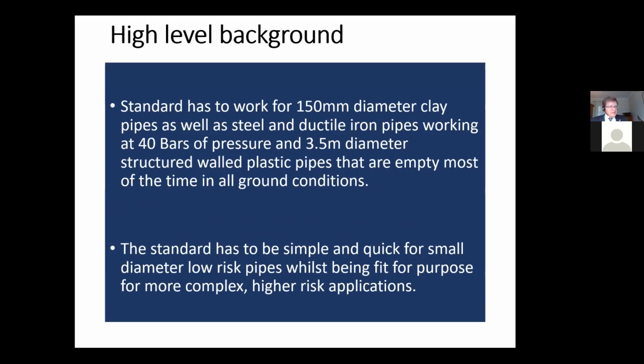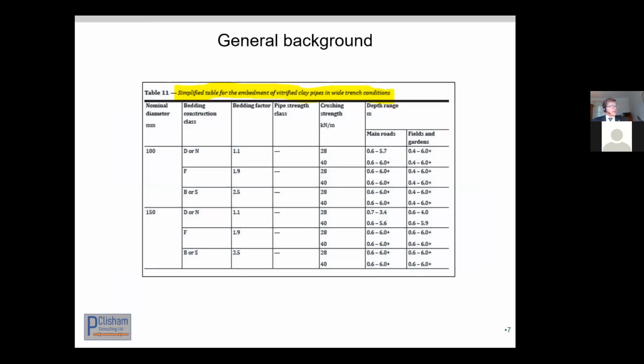Whatever this standard had to do, it had to work for 150 mm diameter clays all the way up to 3.5 meter diameter structured wall pipes and pipes running at 40 bars of pressure, which are all really different, in all different ground conditions. So you're looking for something that's quick and simple for small diameter, low risk pipes, while being fit for purpose for the more complex products that are out there. So there are lookup tables for your rigid pipes and your semi-rigid pipes, your small diameter stuff, which you can simply use: if you've got Class F bedding, it'll tell you what clay pipes of certain diameters will do in main roads and elsewhere. So this is for a 150.